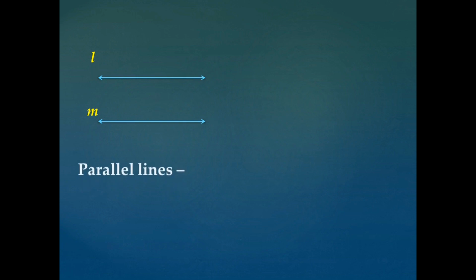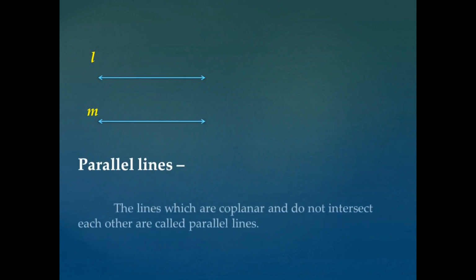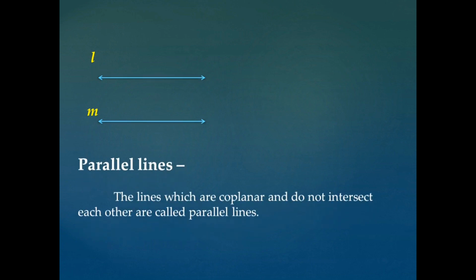Even if we extend these lines in a plane, we observe that they do not intersect at all. That's why those lines are called parallel lines. From this we can define parallel lines as lines which are coplanar and do not intersect each other. In the given diagram, line L and line M do not intersect each other. That's why those two lines are parallel, and symbolically we write it as line L is parallel to line M.